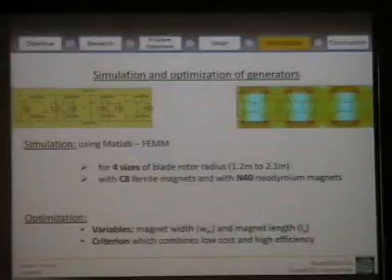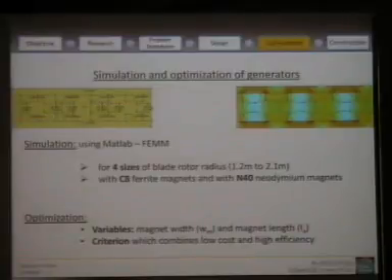We simulated, using MATLAB and PEN, AFPM generators for two different magnetic materials, ferrite C8 and neodymium N40, and for 4 sizes of blade rotor radii. So we had 8 different configurations. We also ran optimization algorithms with criteria of cost and efficiency, using as variables the magnet width and length. In other words, we tried to find the optimal magnet dimensions which would result in a low-cost and highly efficient generator.